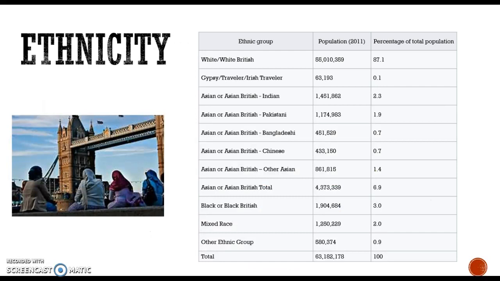So the ethnicity in the UK is mostly white, as you can see here. A little over 87% is white or white British. The next biggest ethnicity is Asian, and within the Asian ethnicity, most of them are from India and Pakistan. That's followed by Black or Black British. This data is from 2011. But since then, the UK has become increasingly more diverse, so I'm sure there's a little bit of a difference if you look at the current numbers.